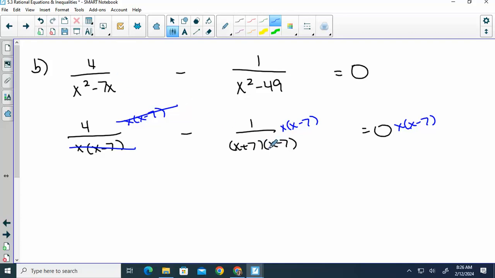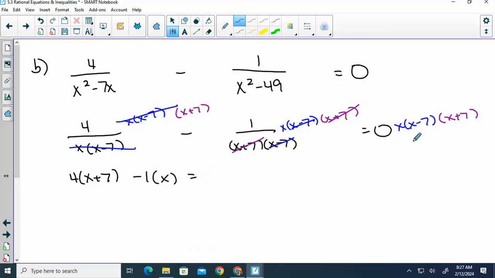So, over here the x minus 7 drops, but what do we still need? X plus 7. Okay, so everything gets x plus 7. So then those drop and all of our fractions are gone. So we have 4 times the x plus 7 minus 1 times an x. And 0 times anything is just 0.